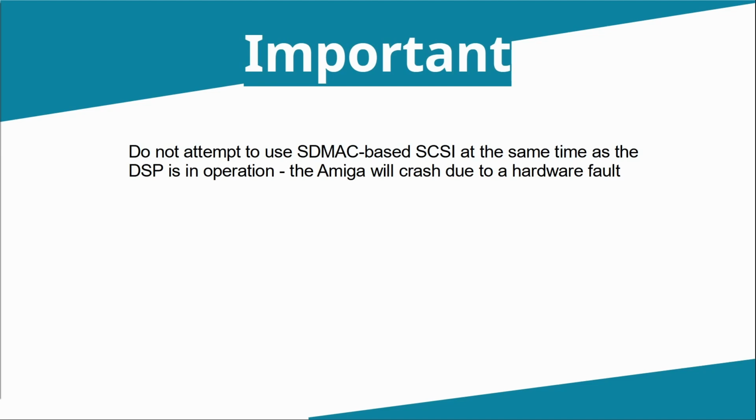And one final thing about architecture before we move on: do not attempt to write a program that uses the onboard SCSI operated by Super DMAC chip at the same time as the DSP. The fact is that there is a hardware fault in the design of the logic around the DSP that will cause the Amiga to crash at some point if you try and use both functions at the same time. So simply don't do it. We don't want to corrupt anyone's SCSI files.